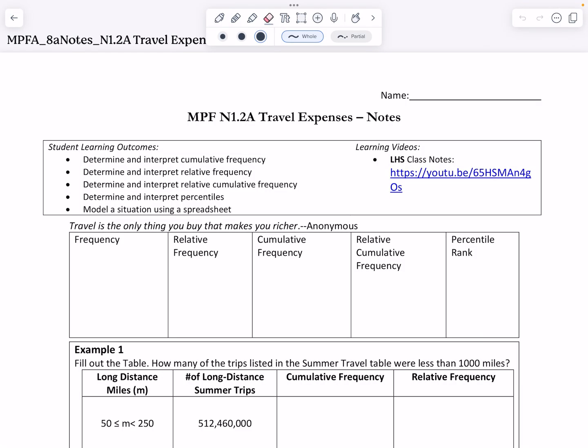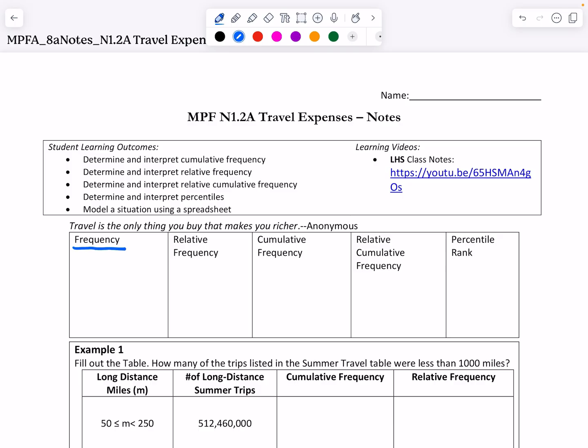All right, so here are our notes for the 8th set of Math of Personal Finance Term 1. So we're almost to the end, and today we're talking about travel expenses. So a couple of terms we need to understand today. We're going to talk about frequency, relative frequency, cumulative frequency, relative cumulative frequency, and percentile rank.